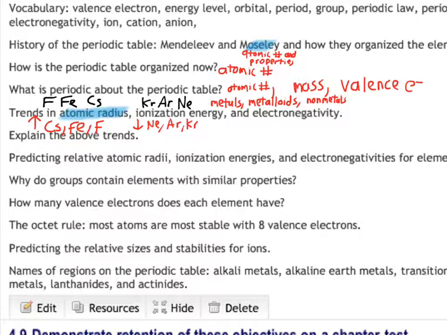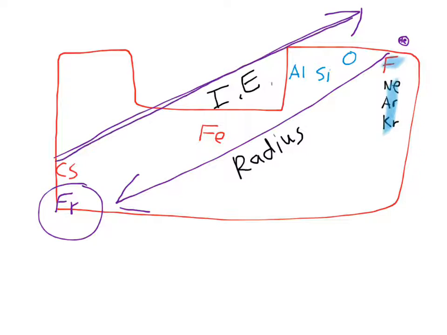Our last problem for electronegativity, put in order of increasing electronegativity, aluminum, silicon, and oxygen. So let's look at our periodic table. Electronegativity follows the same trend as ionization energy, because as you move up, atoms get smaller, so electrons are more attracted when forming a compound. As you move to the right, atoms get smaller, so there is more attraction when forming a compound because there's more protons.